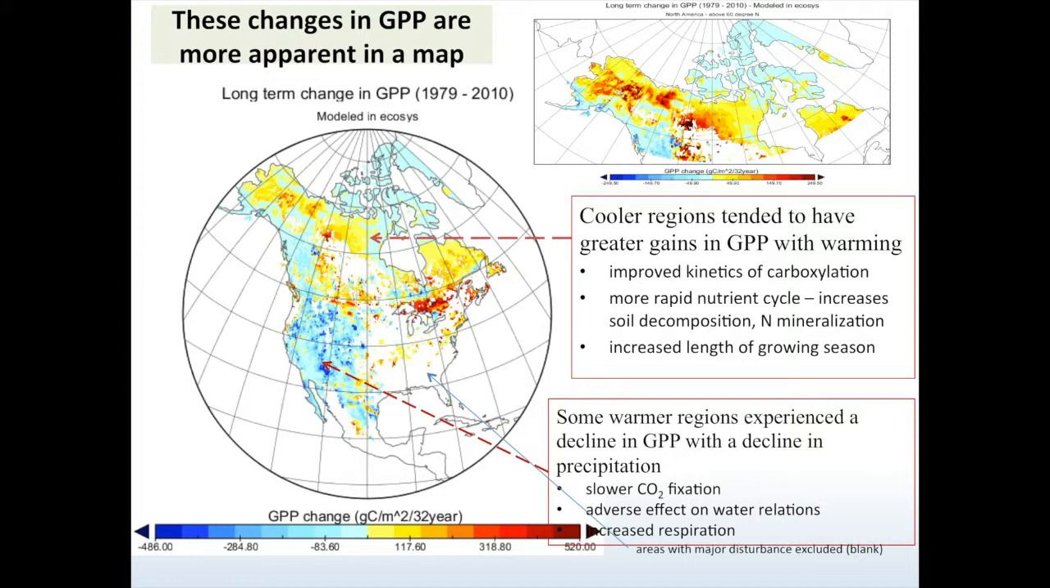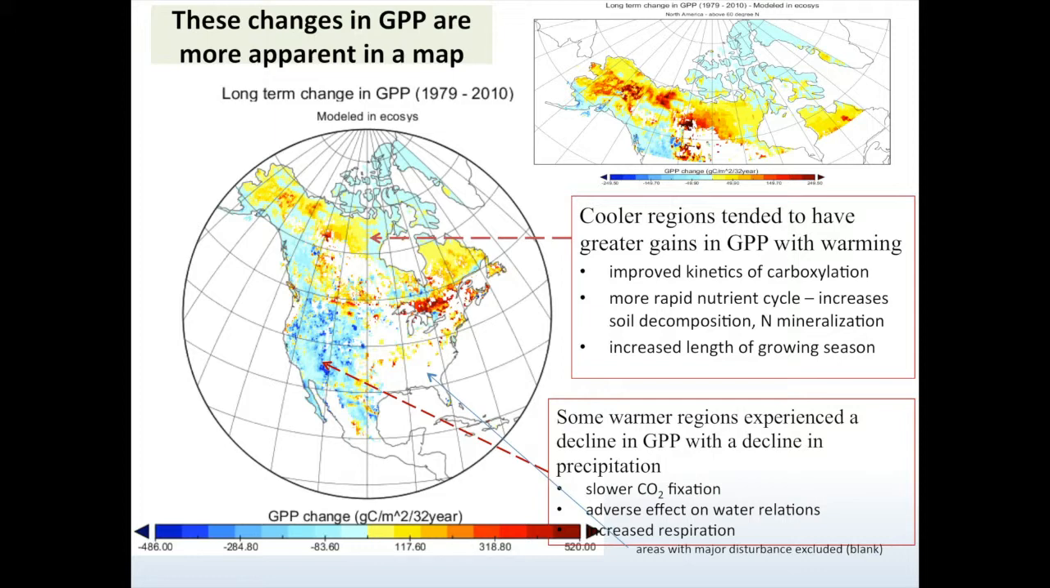Okay, these are more apparent in a map. The yellow to red areas indicate areas of increasing GPP, as indicated by these maps here, grams carbon per meter squared over 32 years here. And the blue areas indicate declines in GPP. And those are focused mostly in the west and the southwest, the drier regions in the west. So again, contrasting trends in GPP.